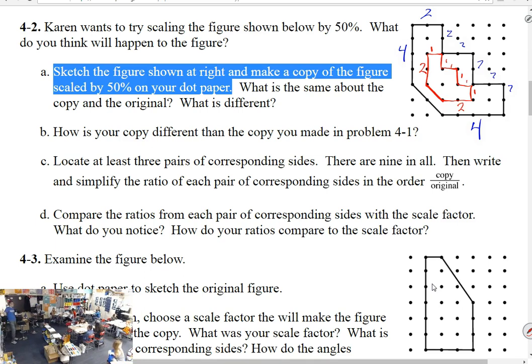Check out these ratios. When you set up the copy shape to the original, what do you notice? Try this with your team. Make sure all of you are getting the same thing. Check with each other.